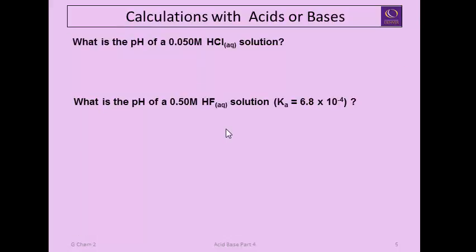How do you do calculations with acids and bases? I'm going to run you through this, and then we're going to do some practice problems, and that's really the objective here.